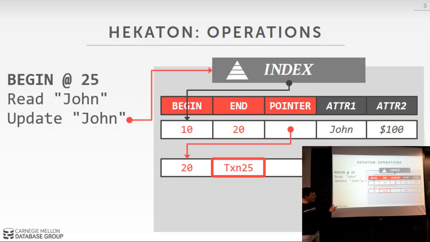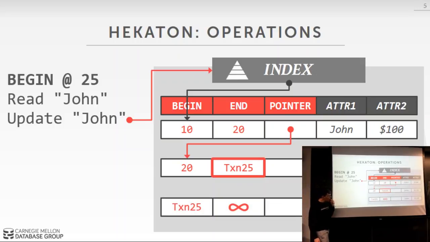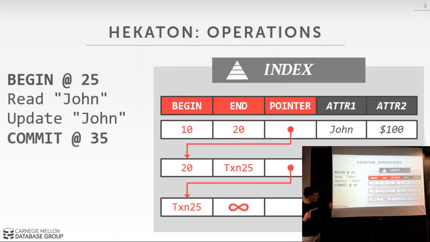So now I can go ahead and create my new version, right? Same thing, in begin timestamp, I'm going to put in my special transaction begin timestamp with that bit flipped. And then I'm setting the end timestamp to be infinity to say that this is the newest version, right? And then we update the version chain, and then we can go ahead and commit our transaction.